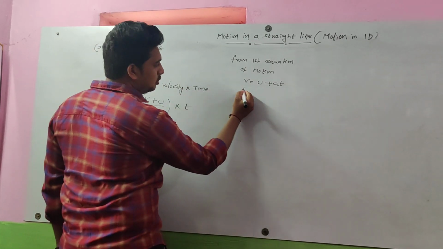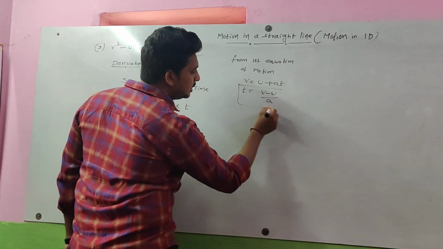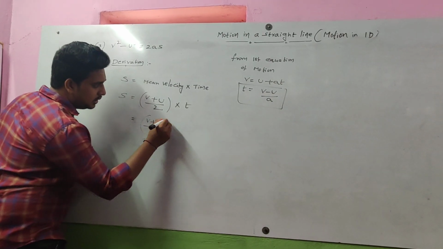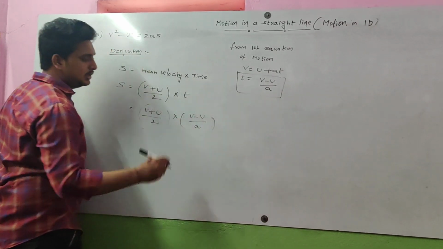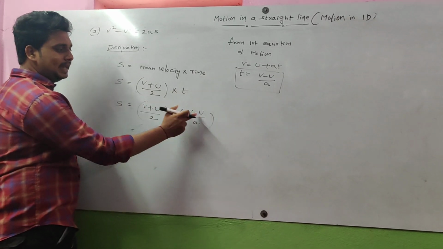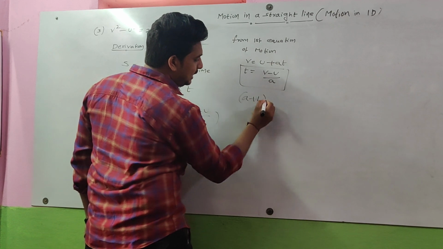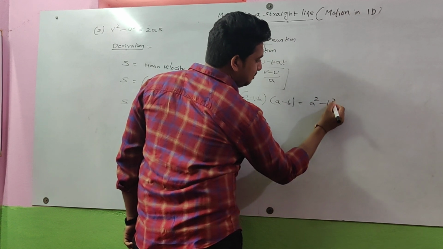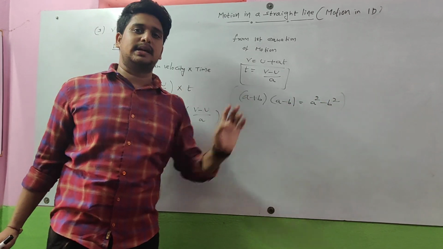So t is equal to (v minus u) by a, because we eliminate the t value here. Substitute here: (v plus u) by 2 into t, which means (v minus u) by a. So from this, observe carefully, from mathematics, (a plus b) into (a minus b) is equal to a square minus b square.